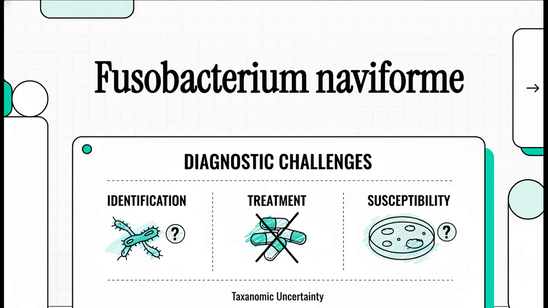All right, today we're diving into a really fascinating and, frankly, pretty enigmatic anaerobe, Fusobacterium naviforme. Now, this whole explainer is built on a comprehensive review we pulled together using Gemini Deep Search. For all of you who love to get into the weeds, you can find a full list of all the primary sources in the notebook document that goes along with this.